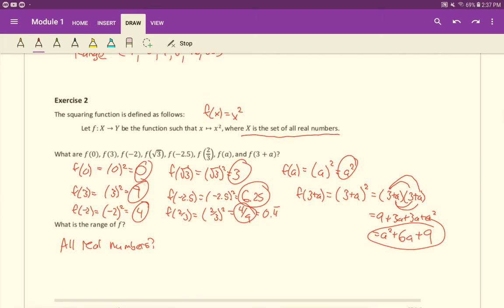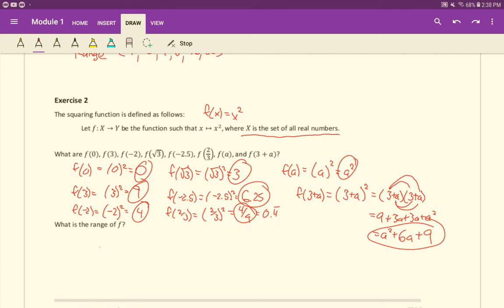And I'll give you a hint. Look right here at this. What happens when you square a negative number? Negative 2 times negative 2 became a positive 4 there. Is it possible to square a number and get a negative answer? Not with real numbers. So it's not all real numbers because negatives are impossible when you square them, right? Again, this is our function. We're squaring things. So it's not all real numbers.